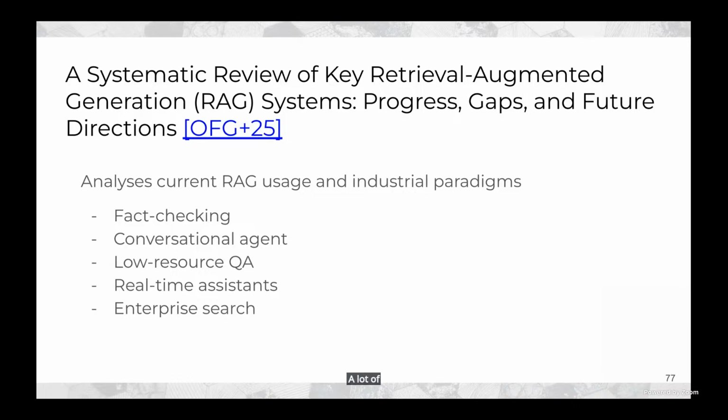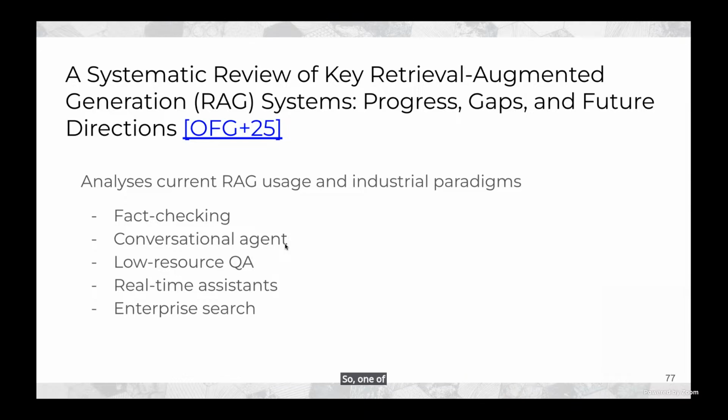A lot of the problems are currently being dealt with, such as hallucination in RAG, the long document lengths, and of course, retrieval of slightly incorrect documents that may cause issues in RAG systems.